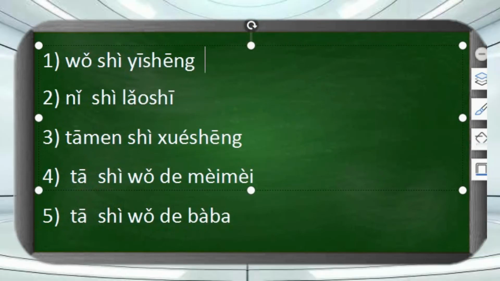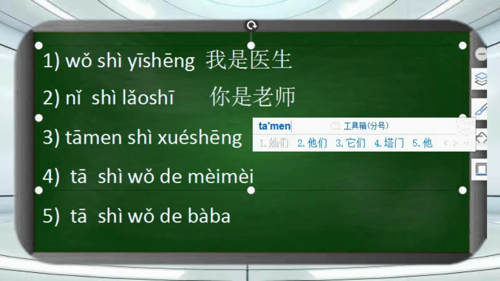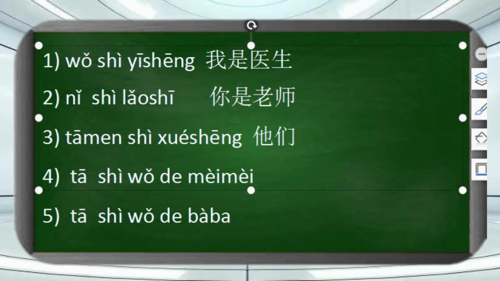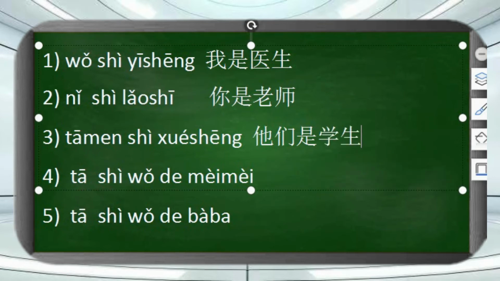Now comes the characters typing session. 我是医生, I am a doctor. 你是老师, you are a teacher. 他们是学生, they are students. 他们, here I will use the character for men. 他们是学生, they are students.